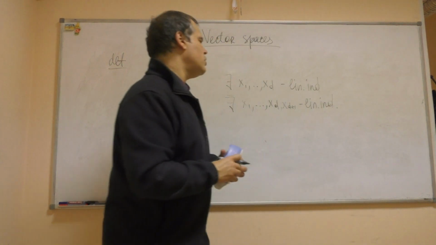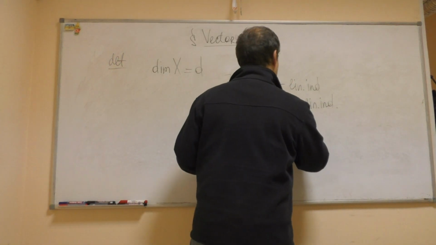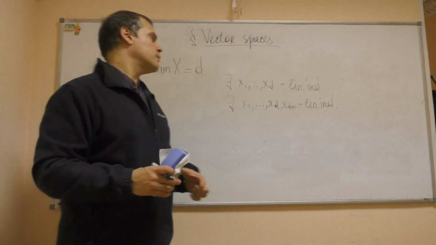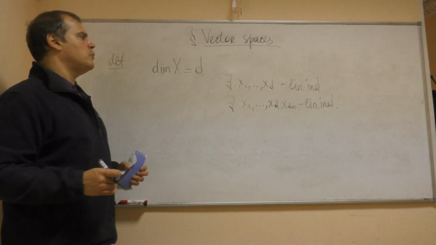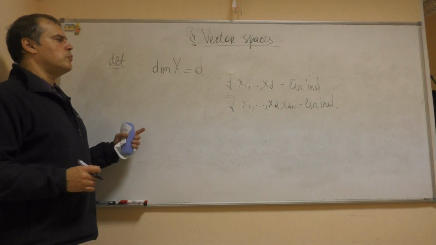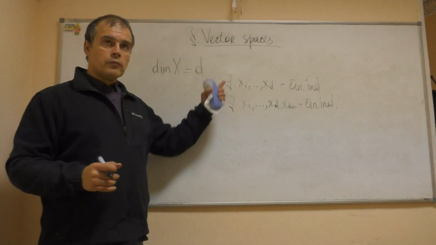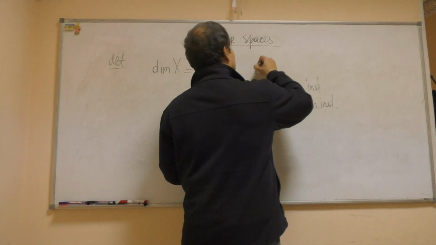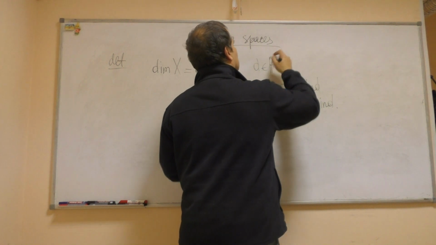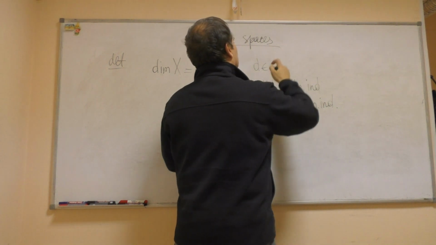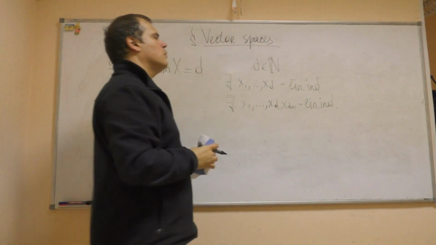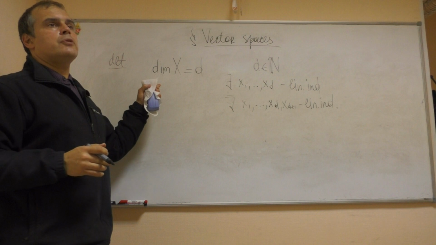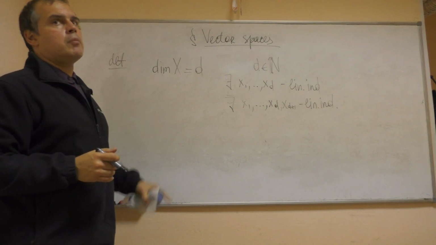So each group of d plus 1 vectors is linearly dependent. So in this case we say that the dimension of this space is equal to d. D here is some natural number. In this case we also say that x is a finite dimensional space.